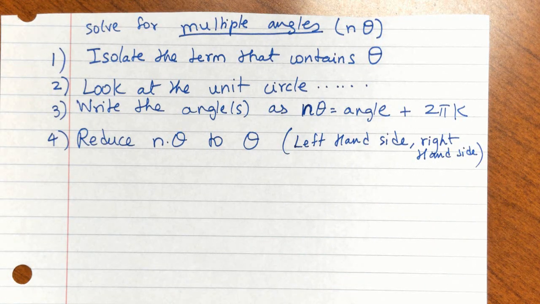You're going to reduce n theta because there are two equations. Make sure you do it to both the sides.